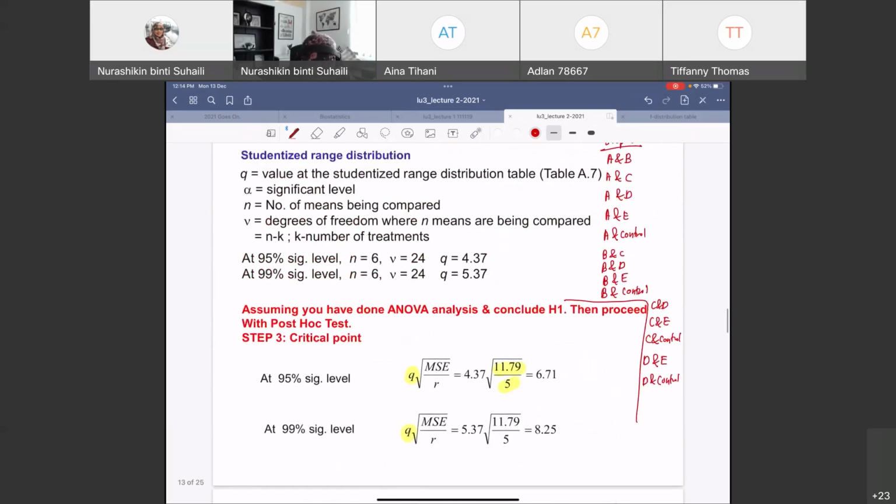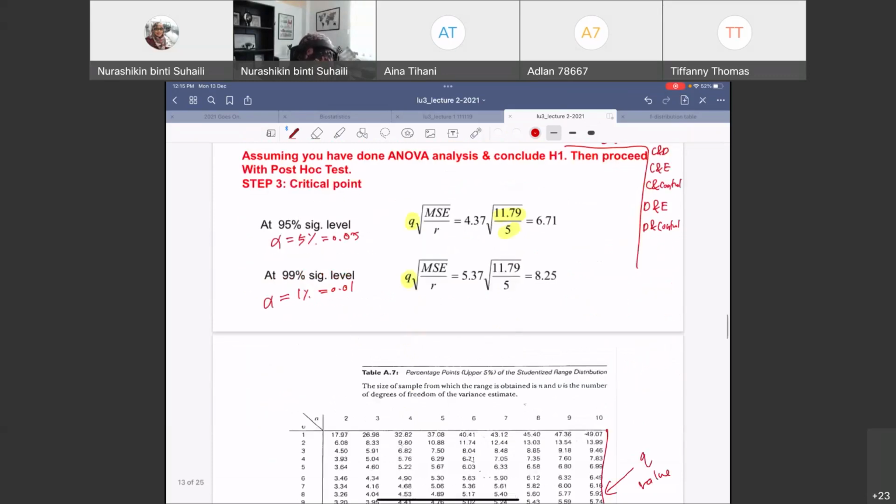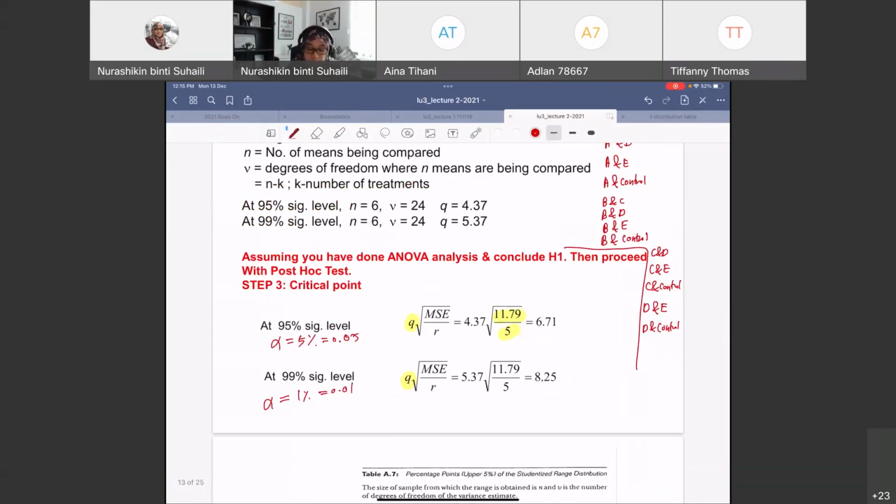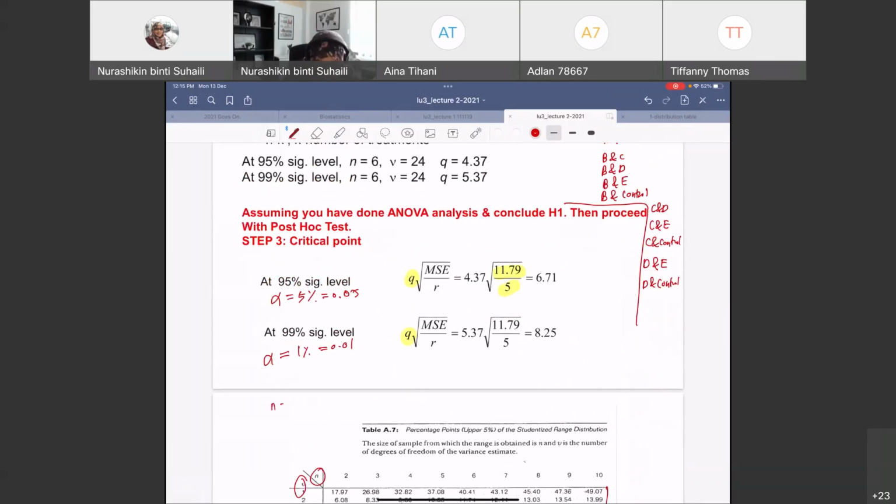Okay, now here, it depends on your alpha value. Let's say this one is 5% or 0.05. Here is 1%, equal to 0.01. Okay, now if you see this table, you need to know what's the B and what's the N. N is the number of treatments, which is 6, right? Because we have 5 fertilizer plus 1 control. 5 plus 1 is 6.